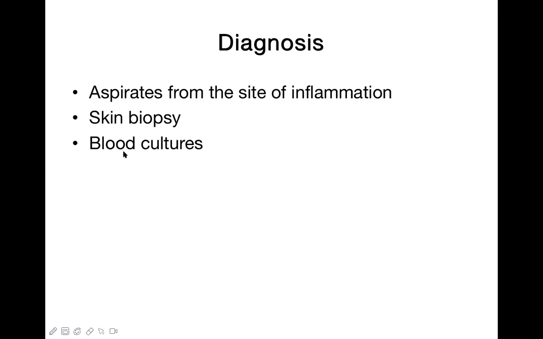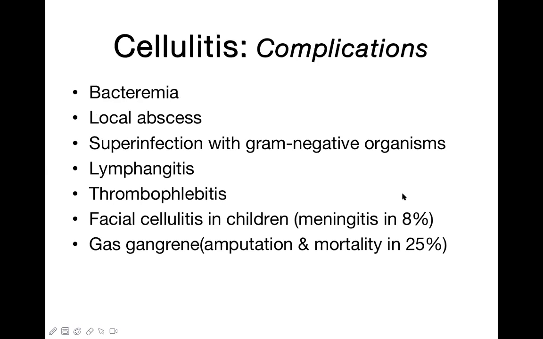Skin biopsy is not done usually, and blood culture is one of the important investigations, because this is a deep-seated infection. So mostly the organisms are present in the blood. Now, some complications can occur after cellulitis, and these are bacteremia, presence of bacteria in the blood, and local abscess. Definitely it can complicate into abscess.